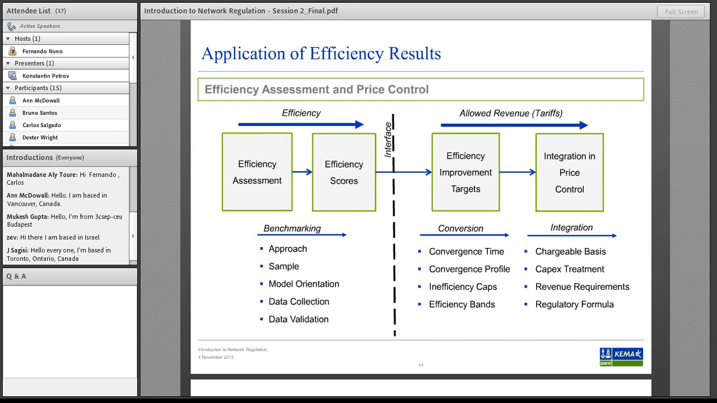You can see on this slide on the left side is the efficiency measurement, what we discussed and described now. And now you can see the so-called allowed revenue tariffs, just what's on the right side, the interface. On the right side of the interface, you see these two steps which are important for the application of the results. And we split them actually in conversion and integration, in kind of, let's say, two sub-steps.